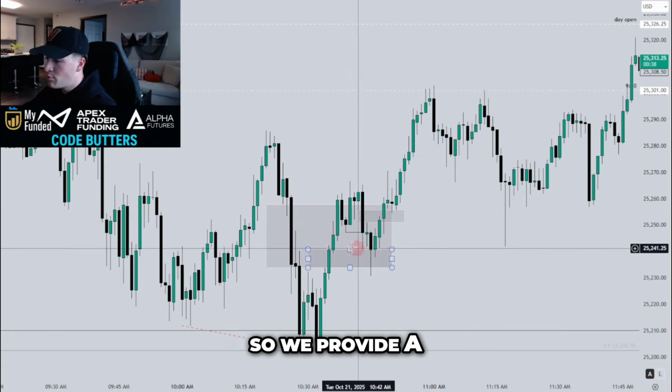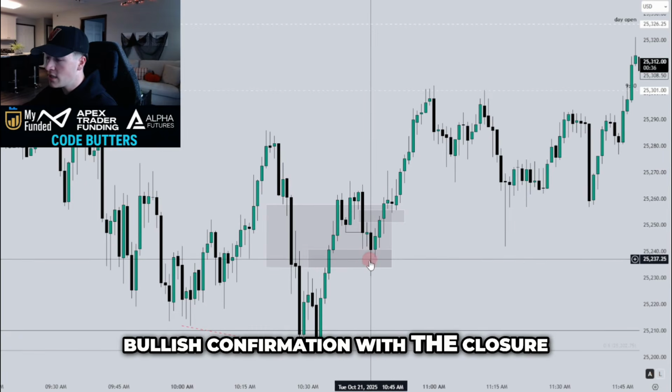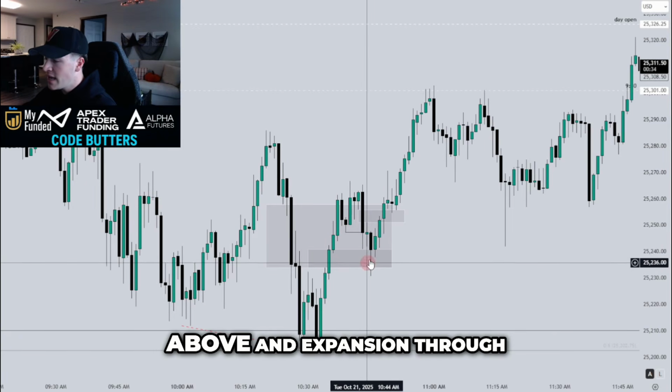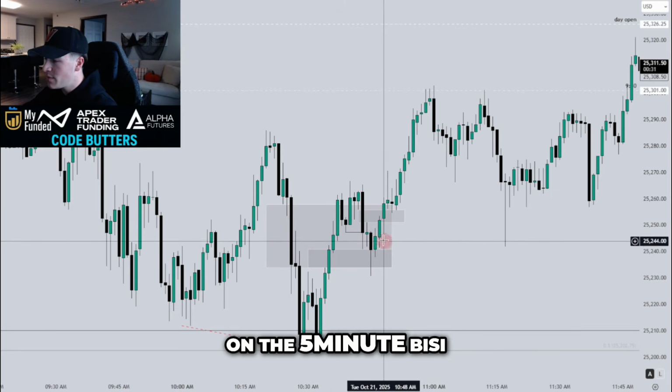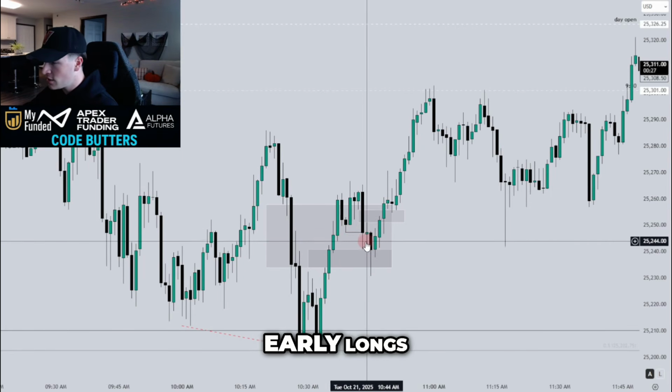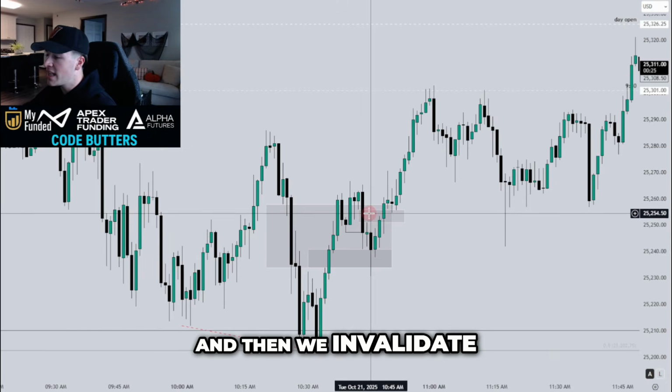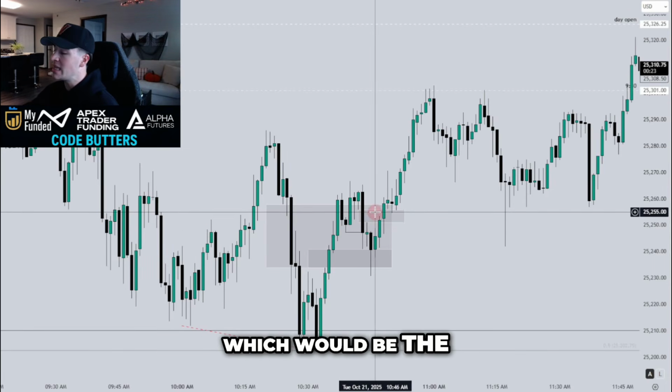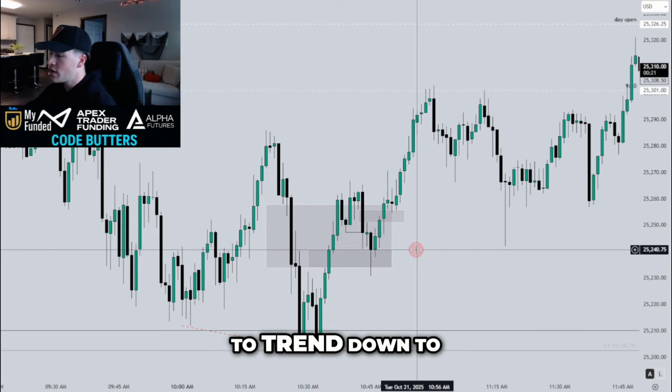So we provide a bullish confirmation with the closure above and expansion through on the 5-minute BISI. We raid this internal low, taking out all the early longs, and then we invalidate this bearish PD array, which would be the last line of defense if we were going to trend down to the downside.